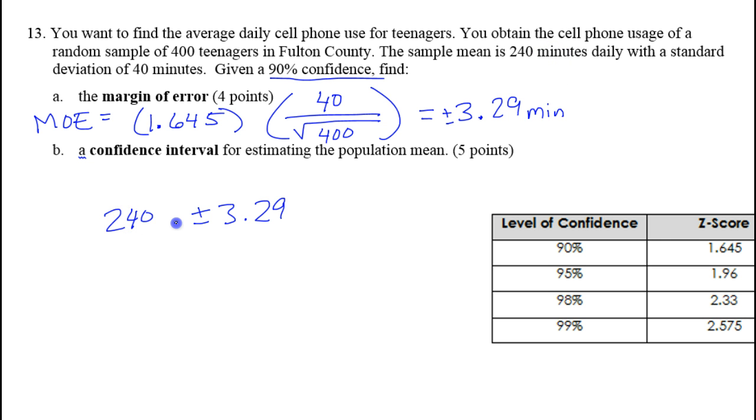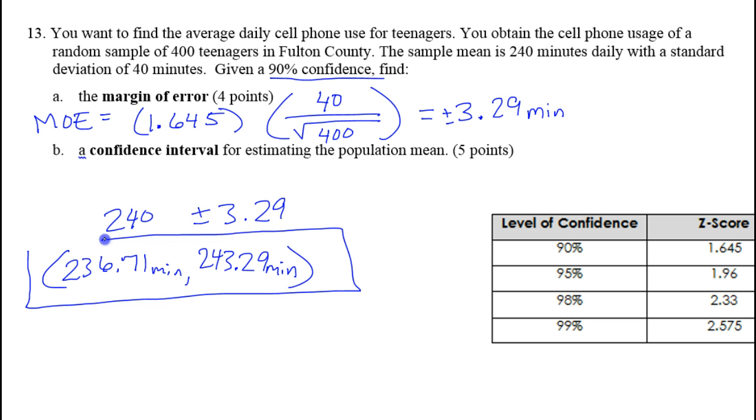Now if we want to know about the entire population, estimating the entire population mean, we need to go a little bit higher or a little bit lower. Always subtract first because you want to go from least to greatest. So this is the confidence interval requested. This is the interval. So we can be 90% sure that the actual average number of minutes used by the population is somewhere between these two numbers.